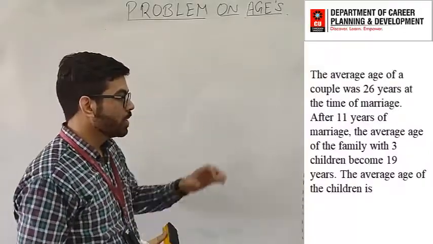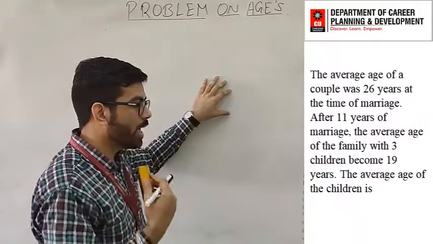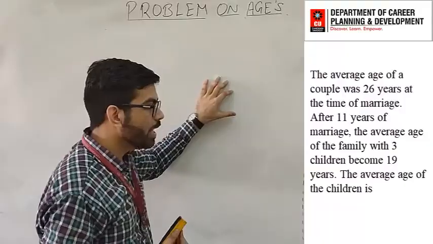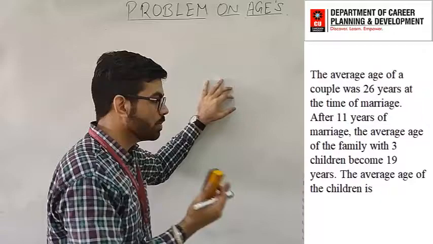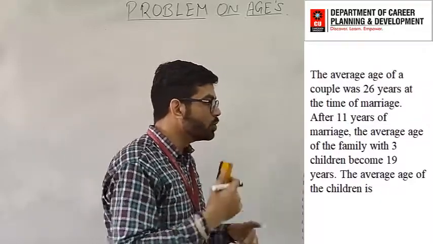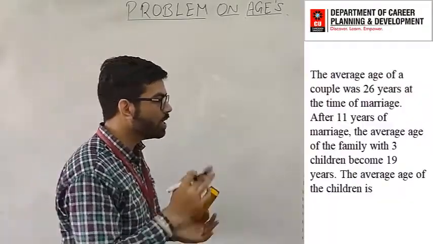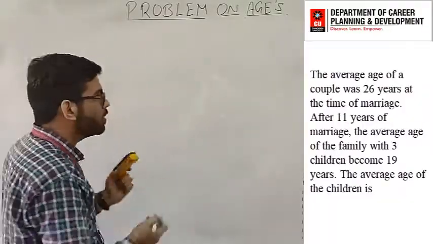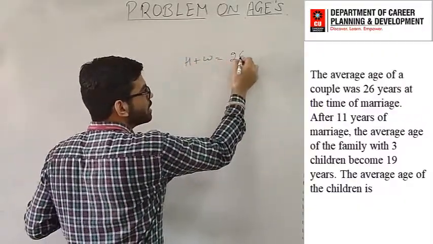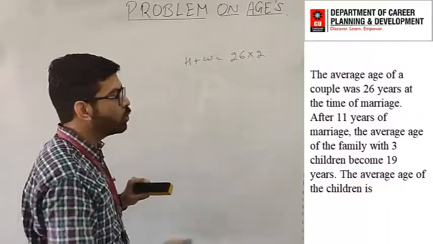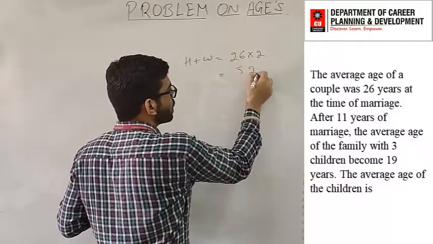Another question is, the average age of a couple was 26 years at the time of their marriage. After 11 years of marriage, the average age of the family with 3 children becomes 19 years. The average age of children is? Let's see how to solve this type of question. The average age of the couple was 26 years, that means the husband plus wife. So the sum of their ages comes out to be 26 into 2, which is 52 years.